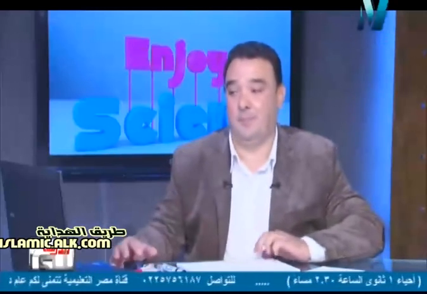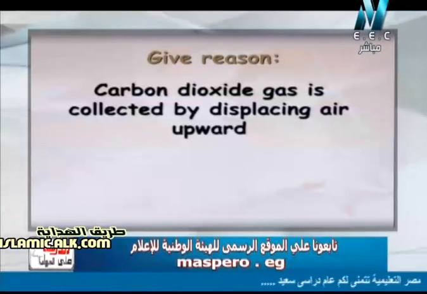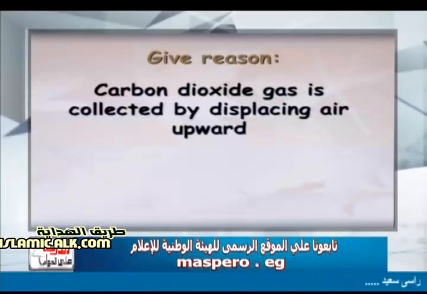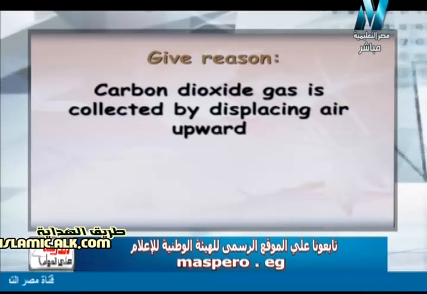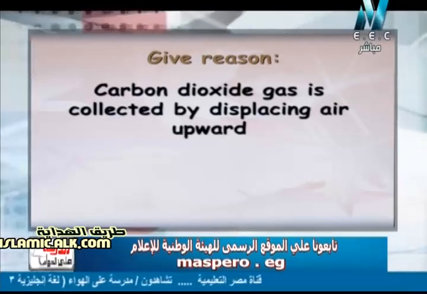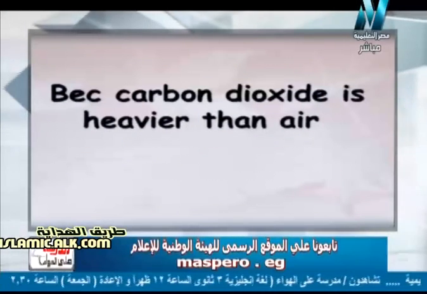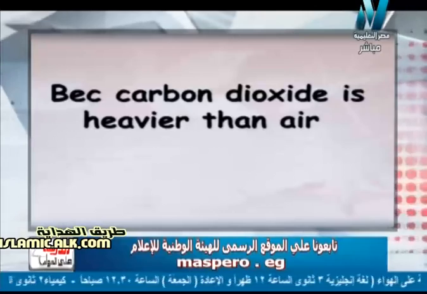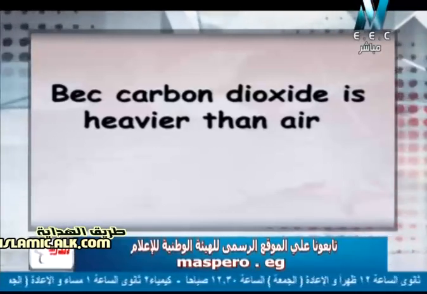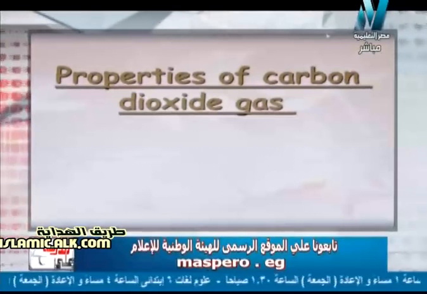The question says that give reason carbon dioxide gas is collected by displacing air upward. يعني عشان أجمعه في الناحية اليمين خالص من الاكسبيرمنت بجمعه عن طريق displacing air upward بإزاحة الهواء لأعلى. ليه هو بيزق الهواء لفوق؟ Surely I have a reason for that, because carbon dioxide gas is heavier than air. هو أتقل من الهواء، عشان كده هجمعه عن طريق upward displacement of air. So now what are the properties of carbon dioxide gas؟ بعد ما حضرناه عايزين نعرف بقى كويس قوي what are the properties of carbon dioxide gas.